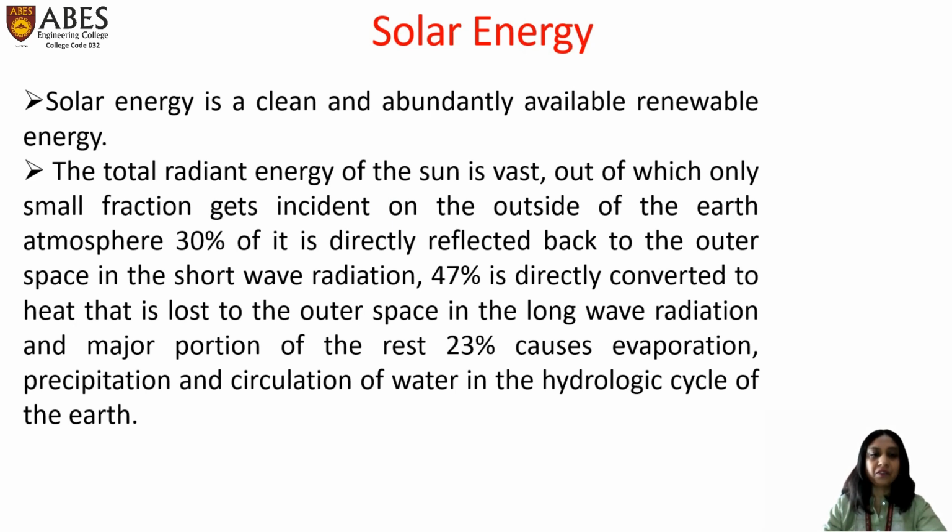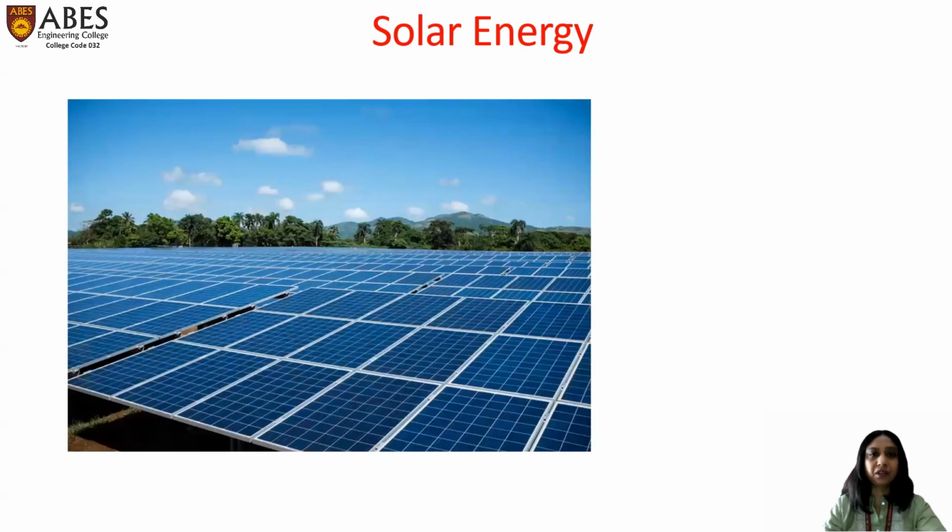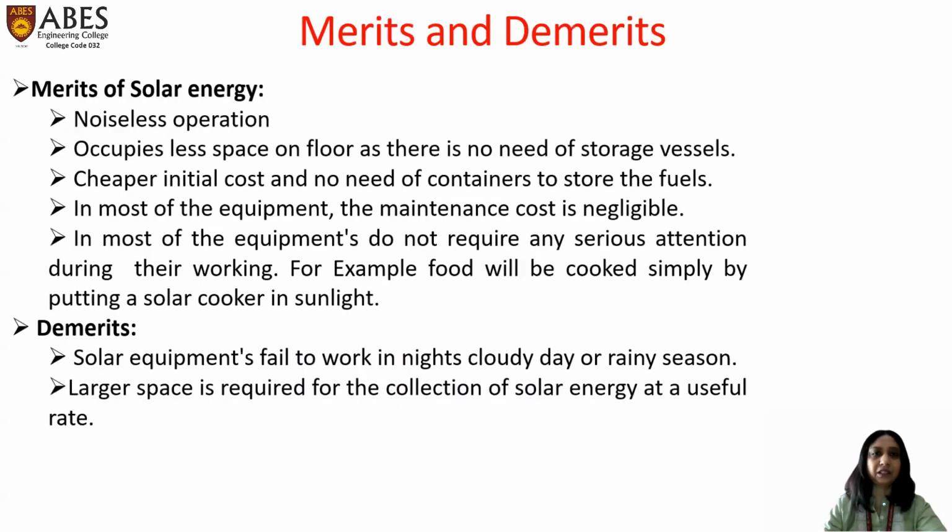outer space in the short wave radiation, and 47% is directly converted to heat that is lost to the outer space in the long wave radiation, and a major portion of the rest, 23%, causes evaporation and precipitation and circulation of the water in the hydrological cycle of the earth. Here you can see the solar panel is the best example in which solar energy is converted to electrical energy. In this, PV cells, photovoltaic cells, are capturing the energy from the sun and converting it to the electrical energy.